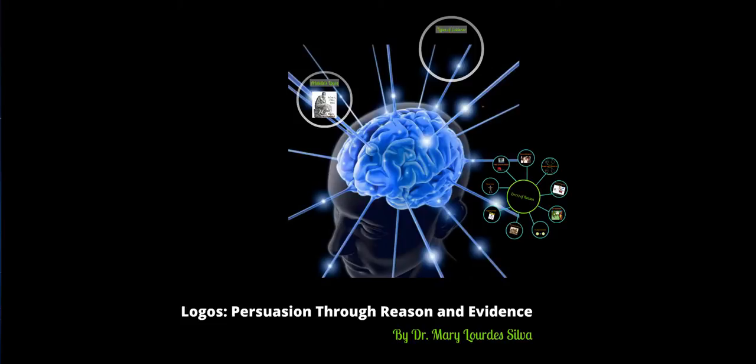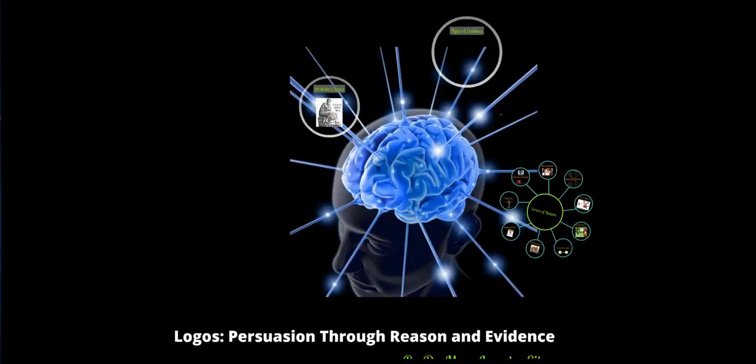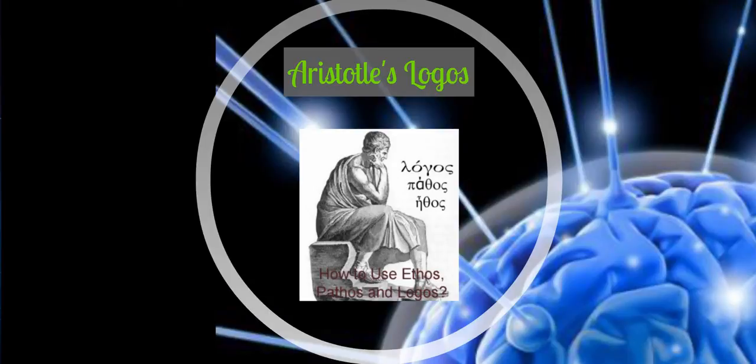Logos, persuasion through reason and evidence. Aristotle divided the means of persuasion into three categories: ethos, pathos, and logos. Each consists of a number of strategies used by authors to persuade different kinds of audience for a variety of writing situations. This video will focus on the third of the three appeals, logos.